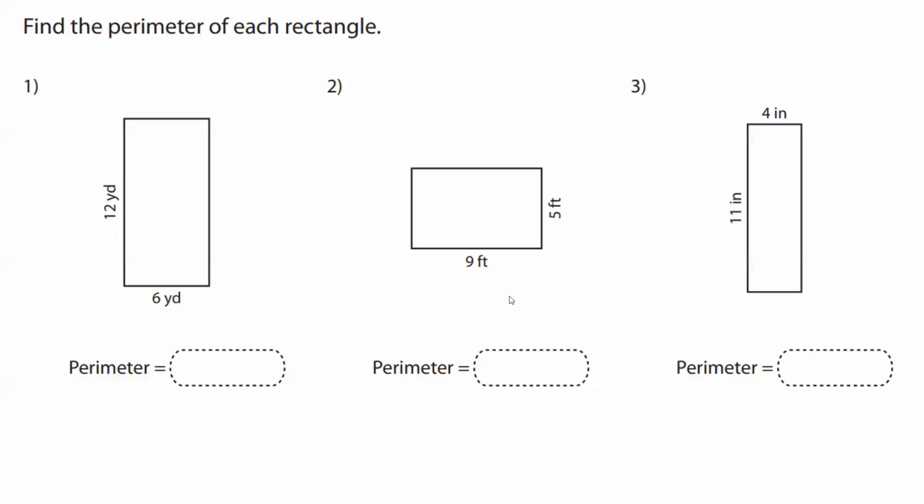So 36. Most persons are saying 36. Okay, 18. Natalia, how did you get 18? I add 12 plus 6. And you get 18? Yes, sir. What is the perimeter by definition? What is the definition of perimeter?